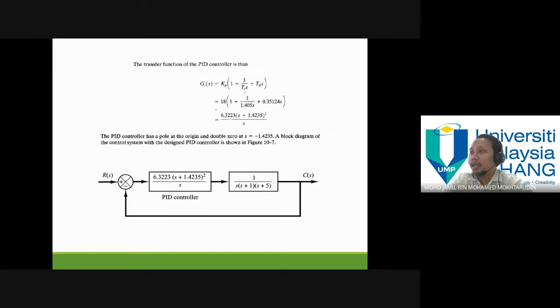And then, if the question asks you to find the overall closed loop transfer function, you just simplify this block diagram. Okay, so let's look at an example from the tutorial.